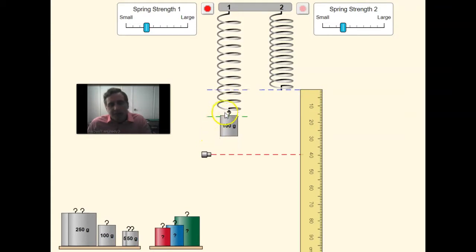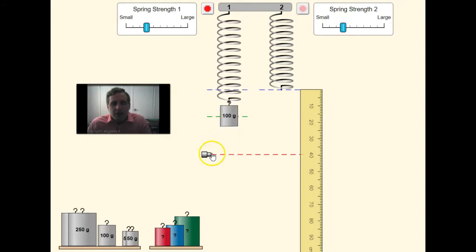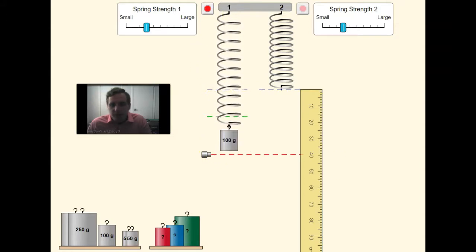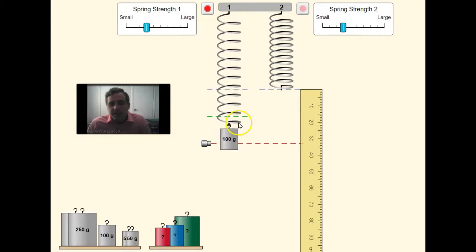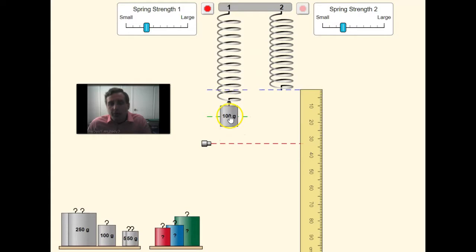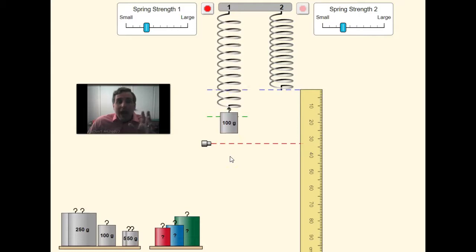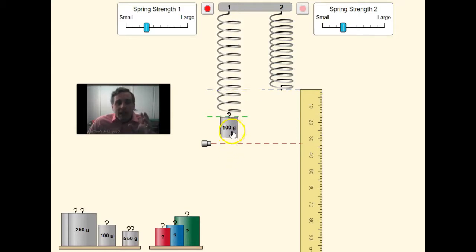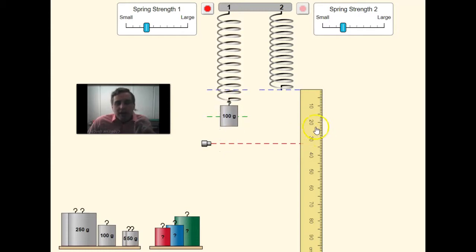And notice that here we have to be careful, because the green line is the center of the 100 gram mass. So I think we need to get to the center of the 100 gram mass when it's completely elongated. So there we go. Notice this distance right here, from fully compressed to fully elongated, that's actually 2a, where a is the amplitude. So if you wanted the amplitude of the actual motion, you'd need to take half of this.